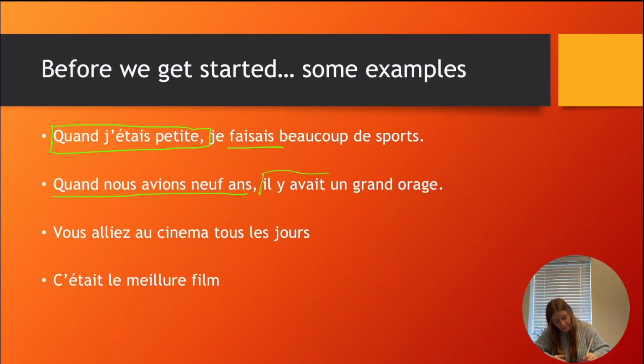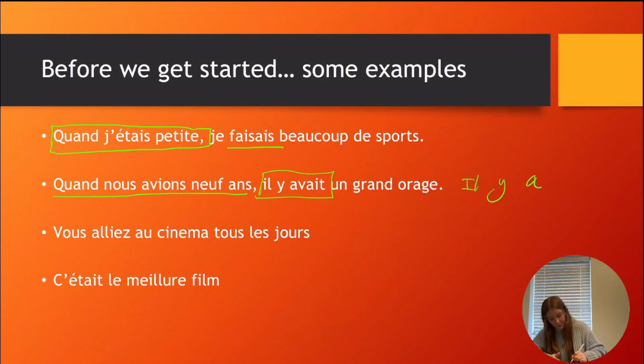So il y avait is just the imperfect form of il y a. So in the present, you say il y a un grand orage. There is a big storm. In the past, you say il y avait un grand orage. There was a big storm, okay? Same here, in the present, if you're saying we are 9, we'd say nous avons 9 ans. In the imperfect, nous avions 9 ans. Okay, that's all it is. We're just changing the tense.